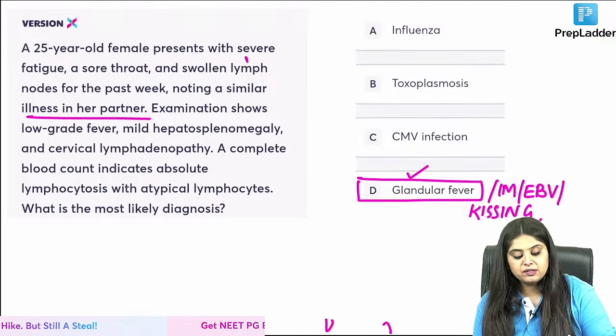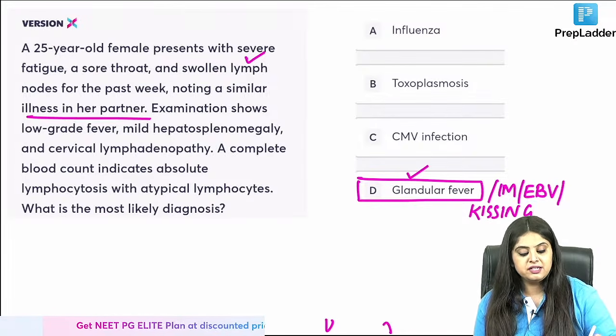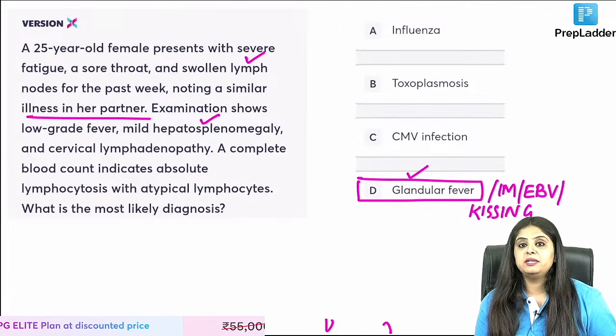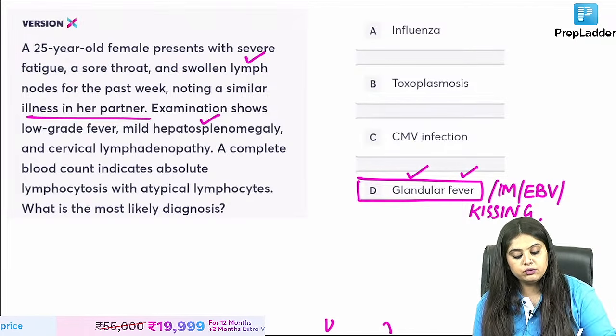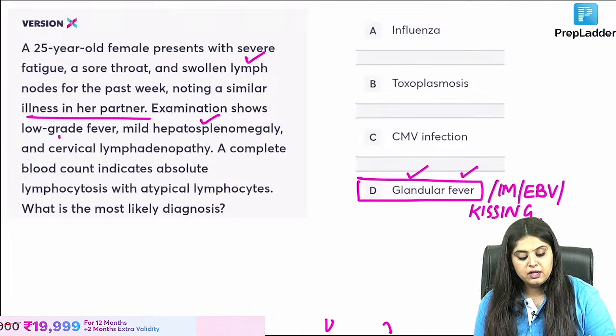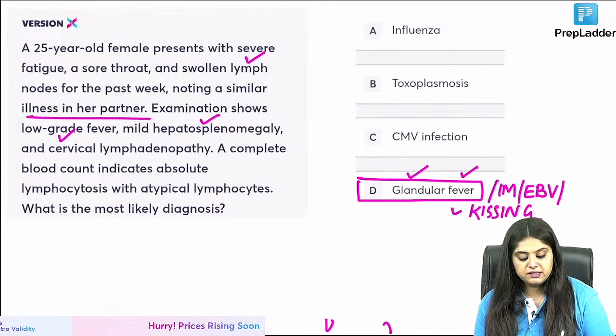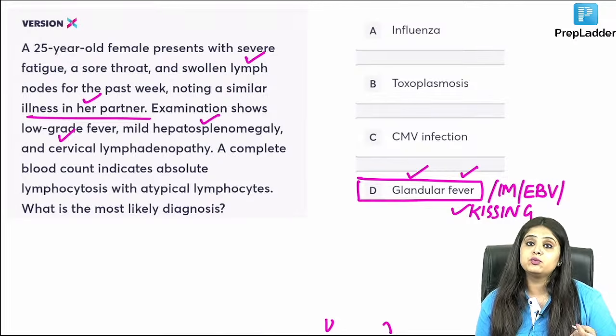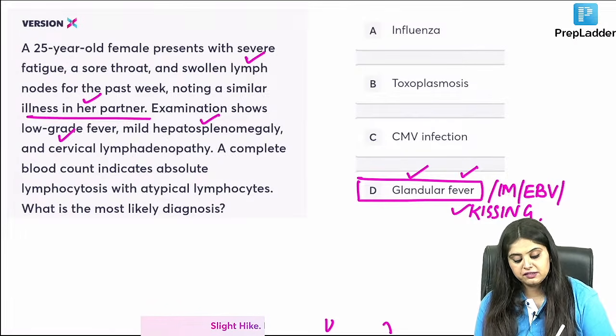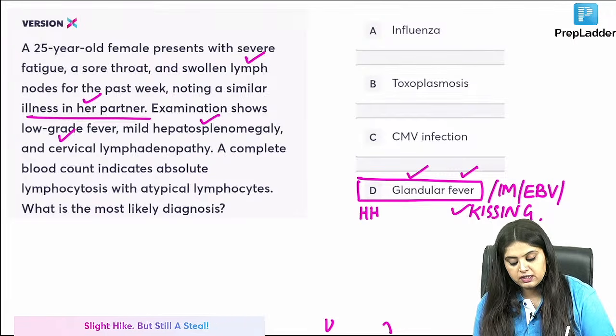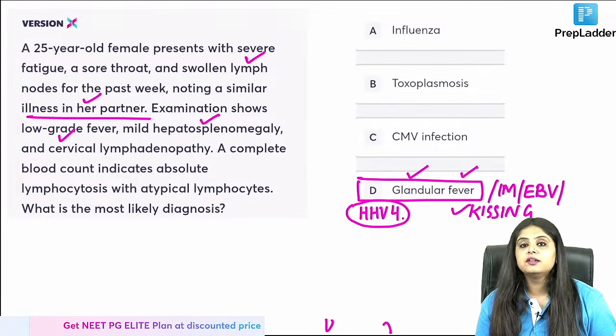Glandular, ma'am, I understood, lymph nodes were increased. Then you also said hepatic and spleen enlargement was seen. Fever, of course the patient is also going to have low grade fever mentioned over here. Kissing disease means transmission was also mentioned, everything is visible here. This is Epstein-Barr virus. If they would have written it in HHV terms, what is it going to be? HHV is going to be human herpes virus 4.